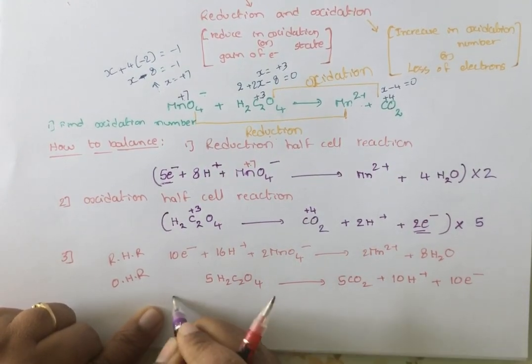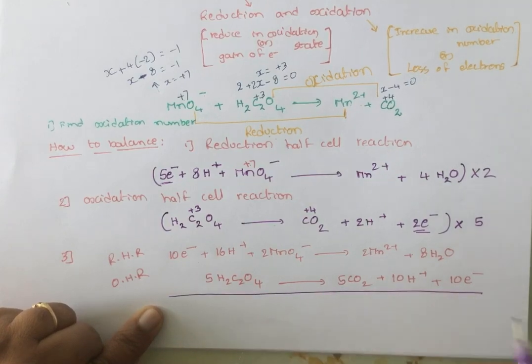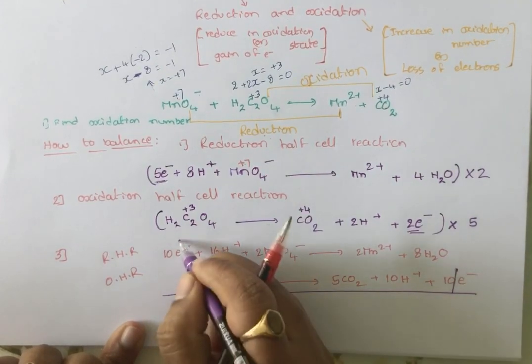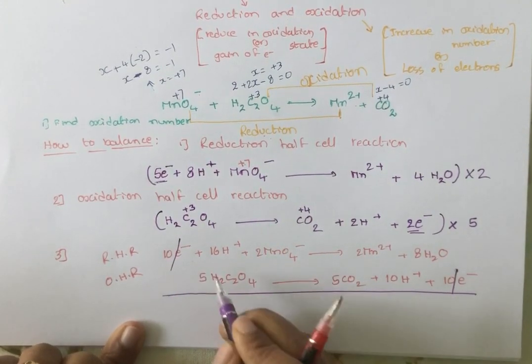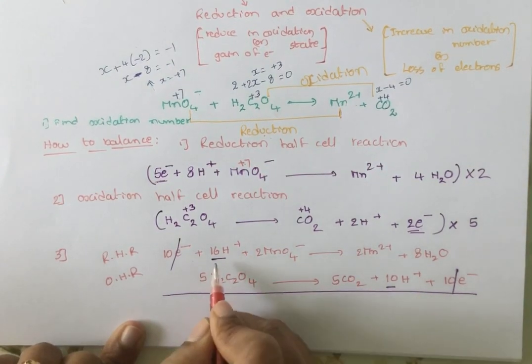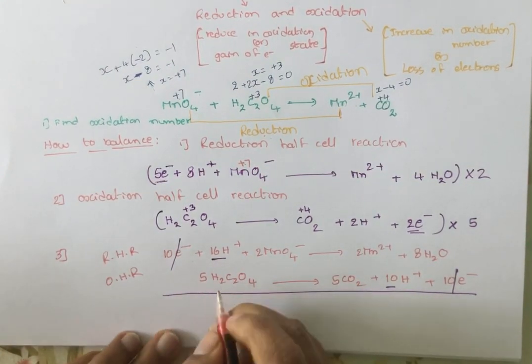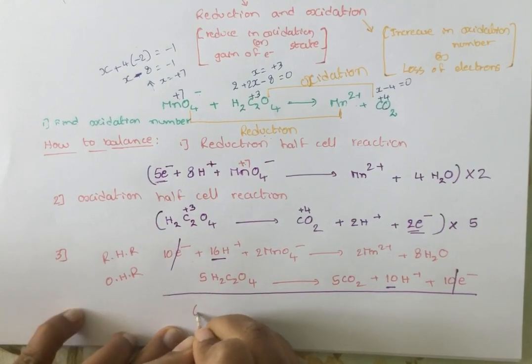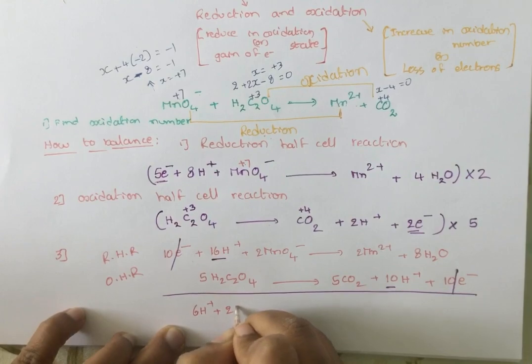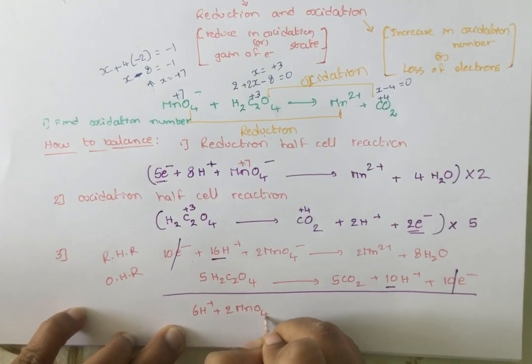Now all together, you try to cancel. The 10 electrons will get cancelled. And see, 16 H+ on one side, 10 on the opposite side. So you have to subtract. 16 minus 10 is 6. So what are we left with here? 6 H+, plus you write the remaining things on the opposite sides equally.